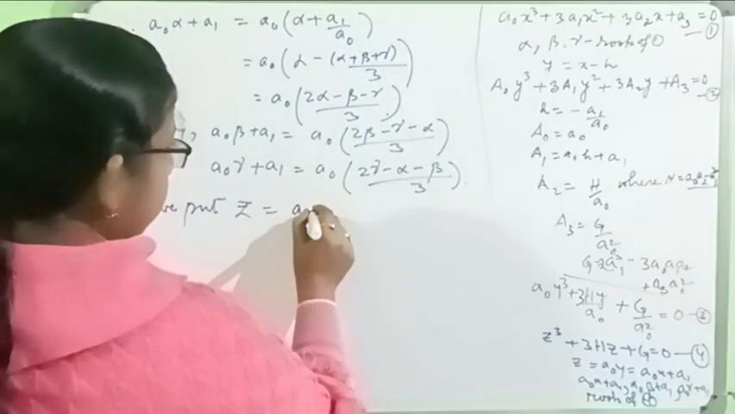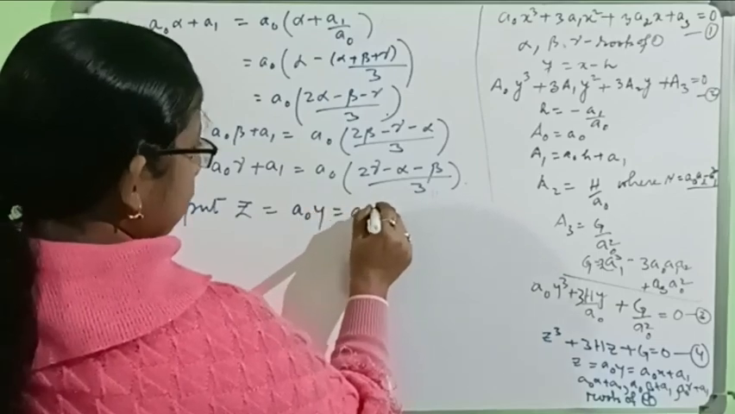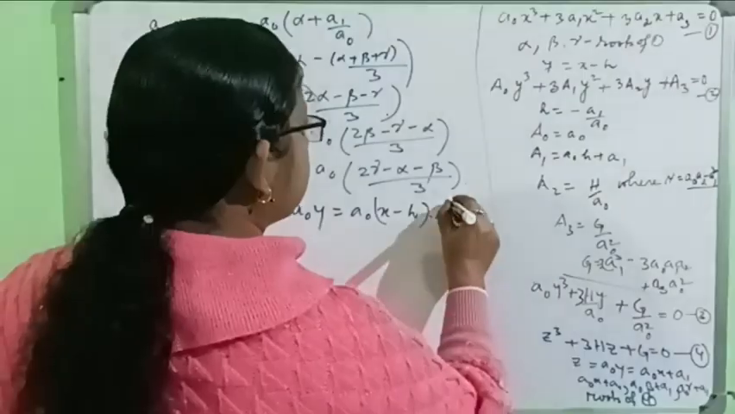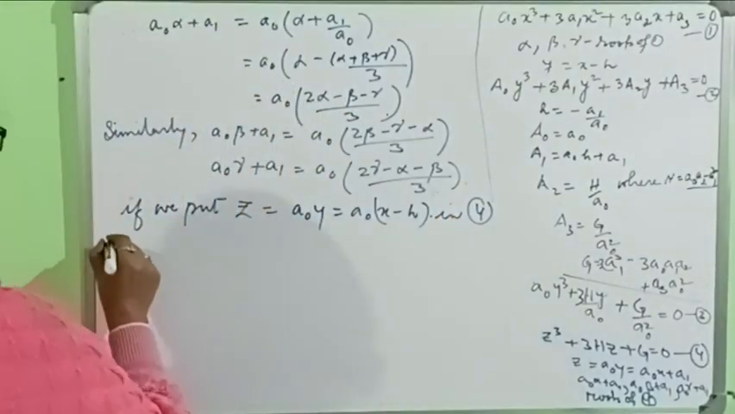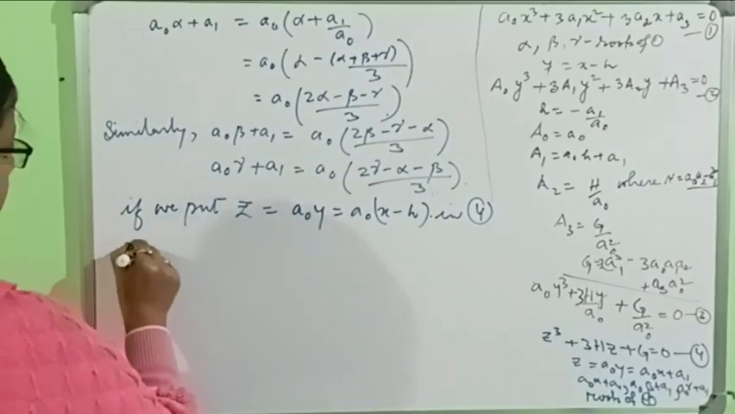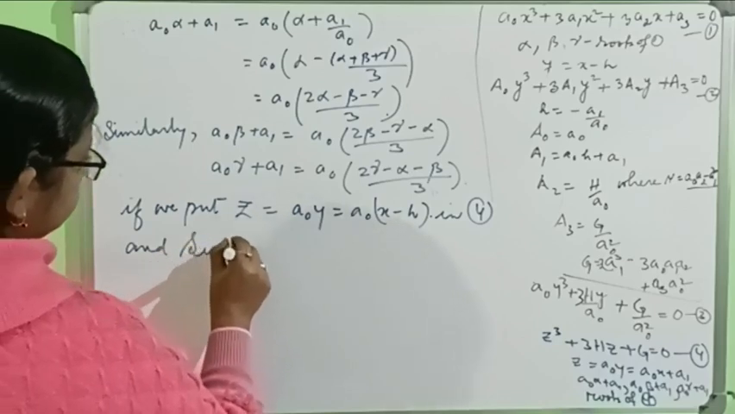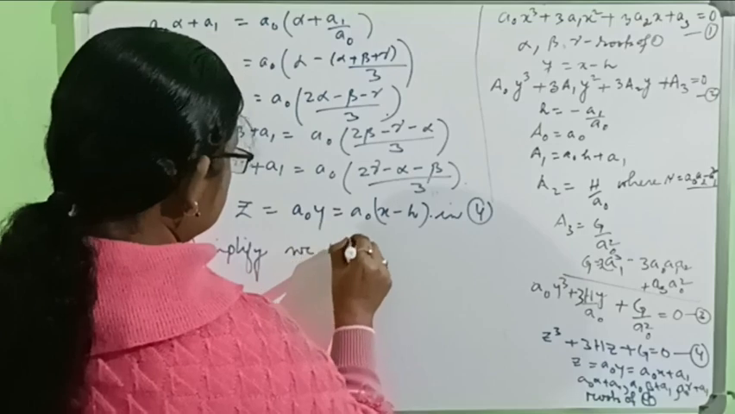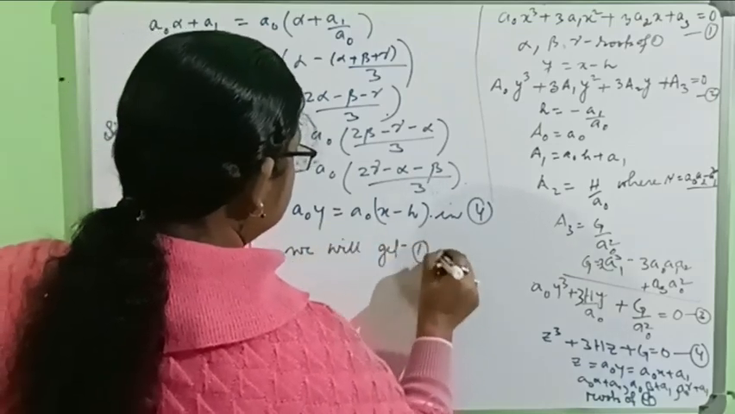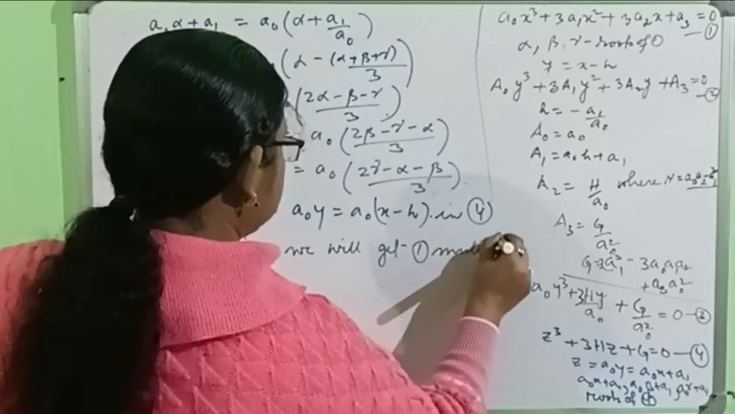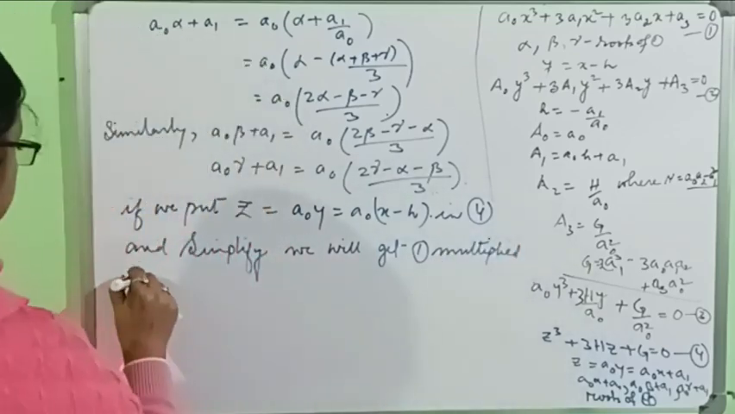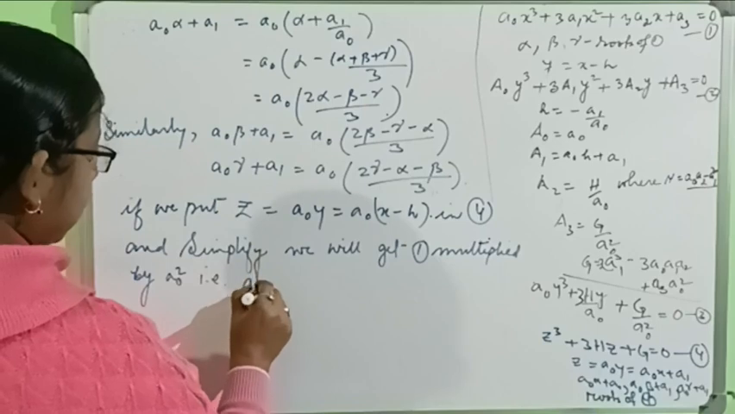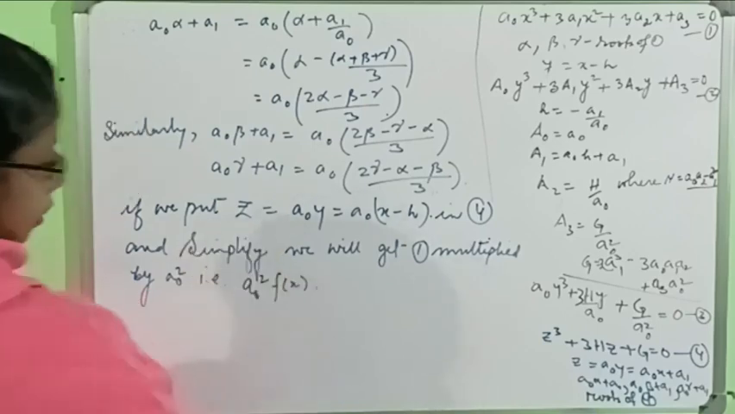Next, if we put z equal to a naught y, that is a naught times x minus h in 4, then on simplification we will get 1 multiplied by a naught square fx. That's true.